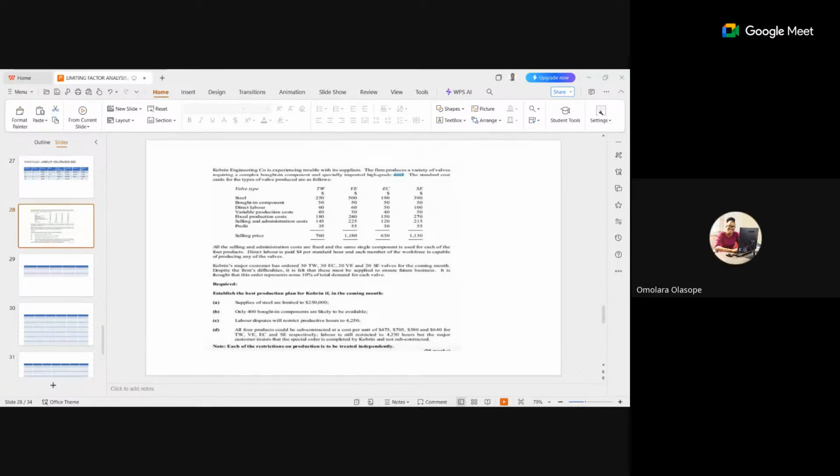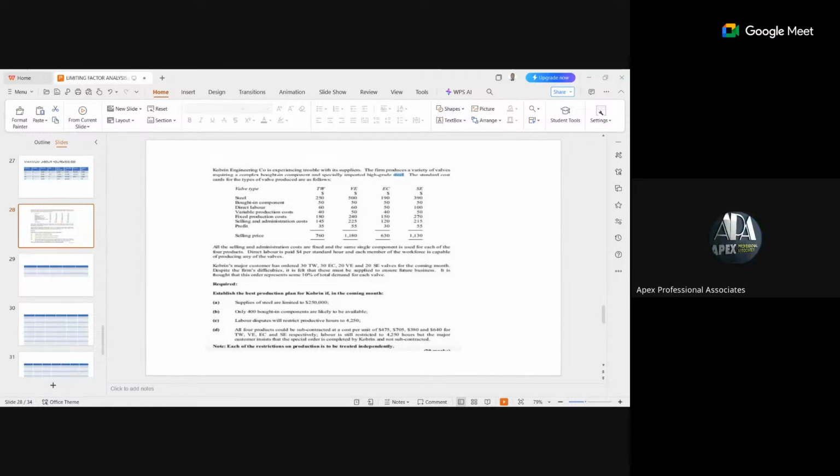So in this question, all the selling and administration costs are fixed. So contribution is fixed cost plus profit. For TW, fixed production cost is 180. Selling and administration cost is 145. Plus profit of 35, you have 360. So 180 plus 145 plus 35, you have 360. So for VE, it will be 240 plus 225 plus 55.